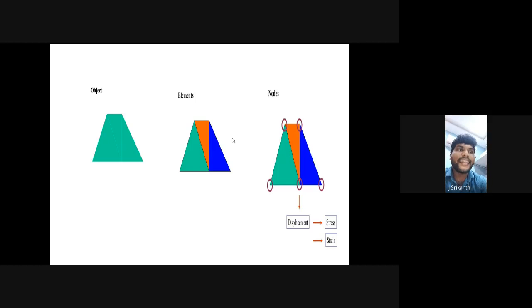Okay, each element, how many nodal points? For example, I am taking only the green color element. So in the green color element, there is one triangle. So point number 1, point number 2, point number 3. A point is also called, in the finite element method, a node.